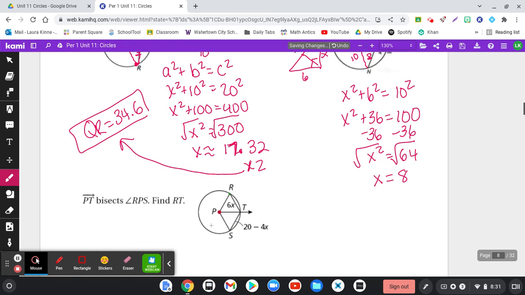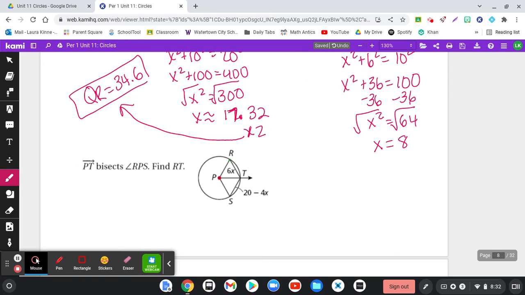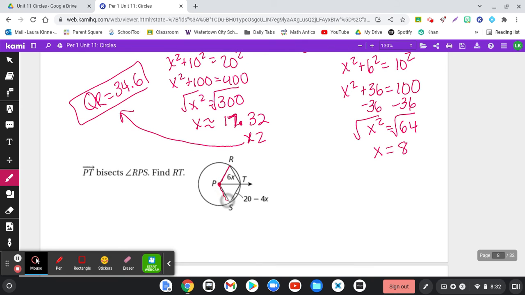Okay, the only other thing I wanted to point out, PT bisects angle RPS. So RPS is cut in half. That means this is the same as this, which means this and this are the same as well. Because remember, with a central angle, the arc that's across from them is the same. It's going to be the case for any segment that's in between it as well.